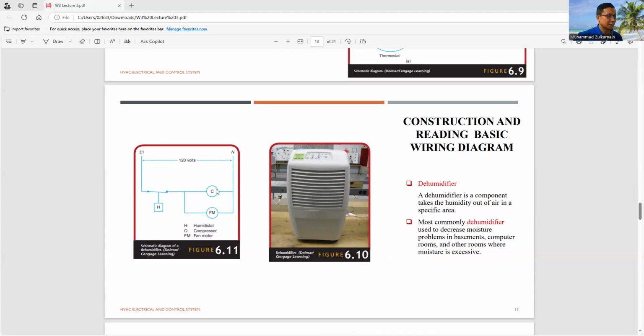So that means once the humidifier sensor works, meaning the reading of the humidity is higher, maybe they set a certain condition of the humidity level, and then the device will work. So once the humidity reading meets the setting, the switch will be off, sorry, will be closed, and then the compressor and the fan will work together. Okay.